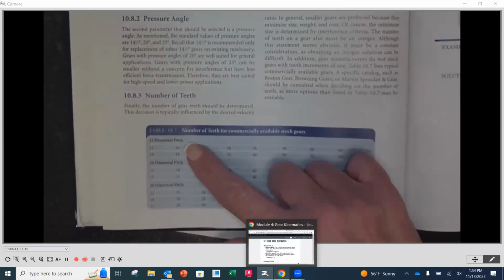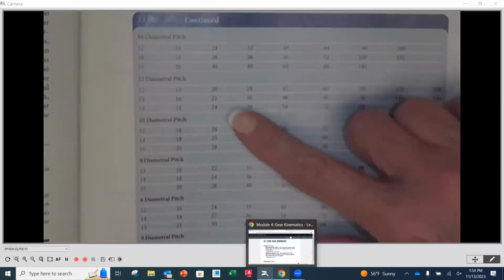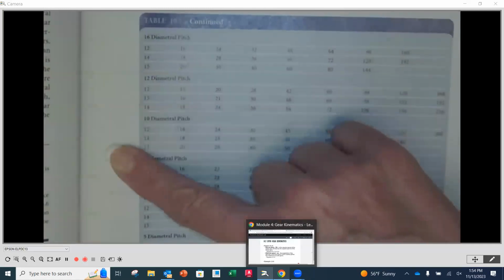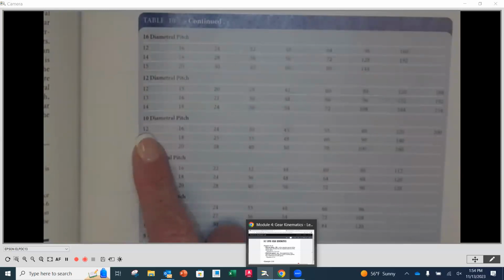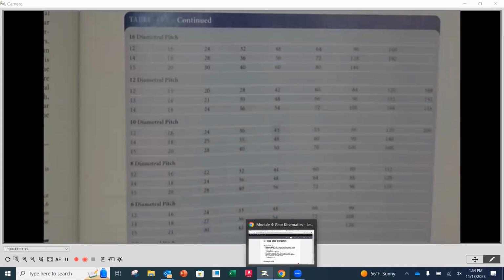So for instance, it starts with 32, goes to 24, 20. And as we go to the next page up here, now we start seeing diametral pitches of 16, 12, 10. Here's where we hang around in industrial applications, right about there, in the 10, 12, 8s, 6s. Now when we look at the diametral pitch of 10, the number of teeth go from 12 to 14 to 15. So we're not using every number. If I want 11 teeth on my gear, you've got to look. Unless you're a gear manufacturer and you're going to make it, you're going to want to buy something off the shelf, right?